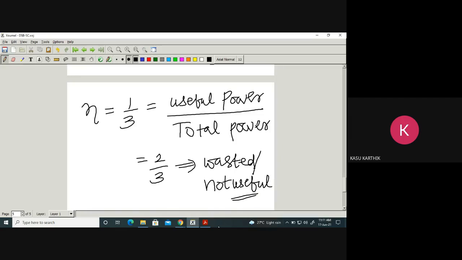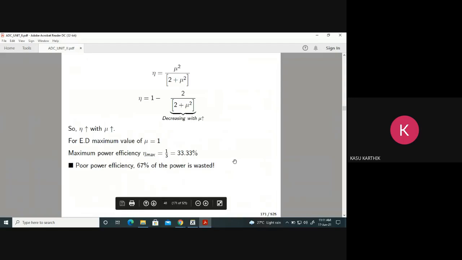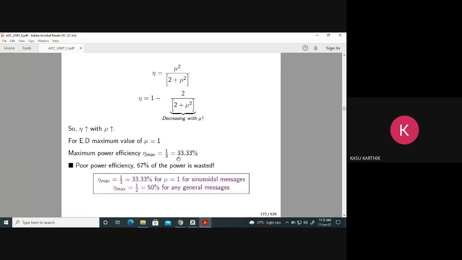Okay, which means in the single-tone AM signal, the total power that you are using effectively is very, very less. Why? Because of poor power efficiency, 67% of the power is wasted. Okay, you are only using 33% effectively or properly. Remaining things you are wasting. What is the reason? So please remember one more condition. This 1/3 is only for sinusoidal message signal.